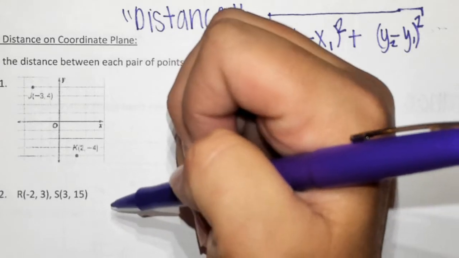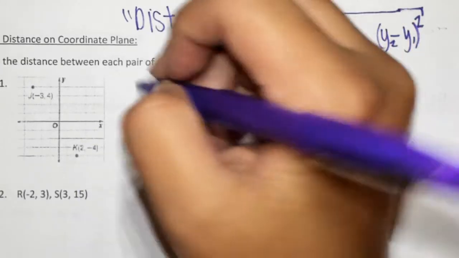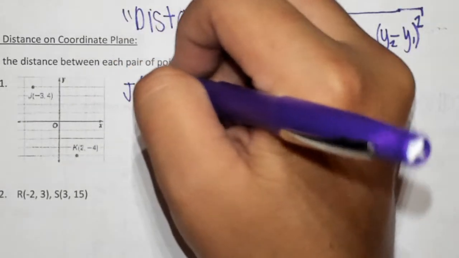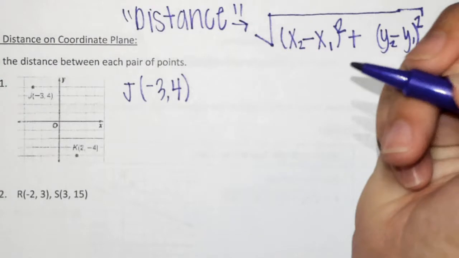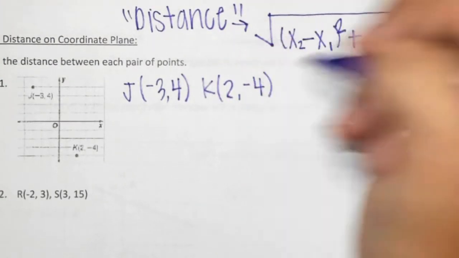Have y'all done this before? Yes. Sometimes? Okay. I like to rewrite it like it is here. On your coordinate plane, you have point J, which is -3, 4. Then you have point K, which is 2, -4.